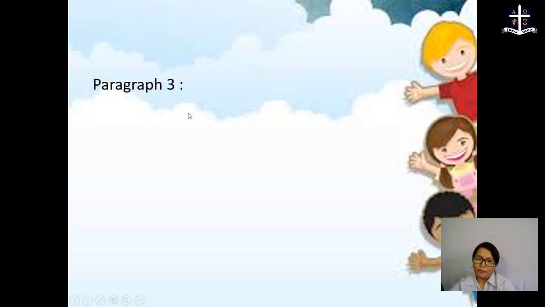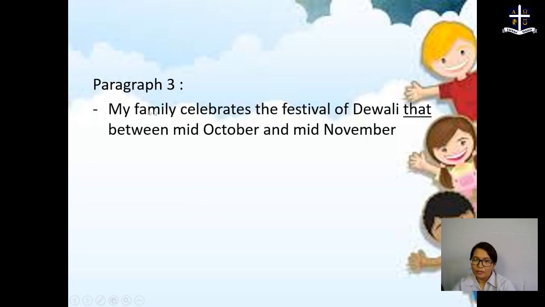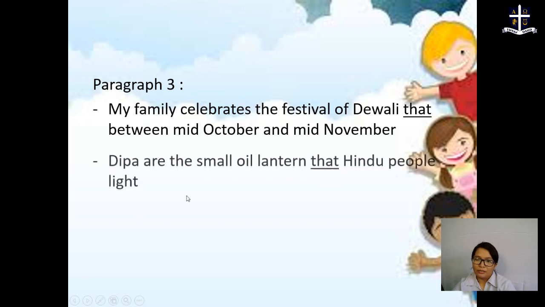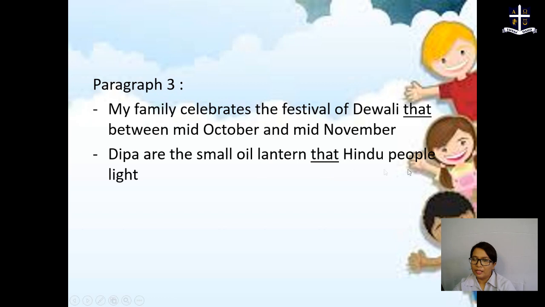Okay, and then next in paragraph 3, this one, my family celebrates the festival of Diwali that is between mid-October and mid-November. So this one you use here, look at this one, the festival of Diwali. Yeah, this is a thing, so use that here. And then this one, Dipa are the small oil lantern that Hindu people light. Small oil lantern. Karena ini benda, small oil lantern, maka you have to use what here? That to explain about this lantern.